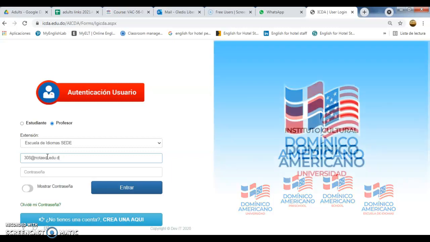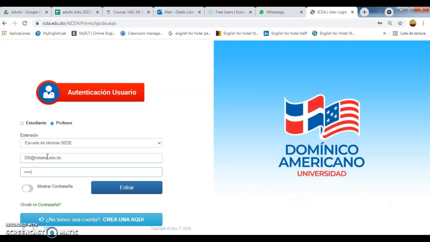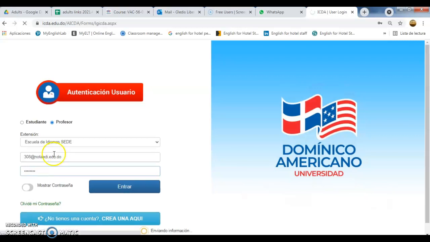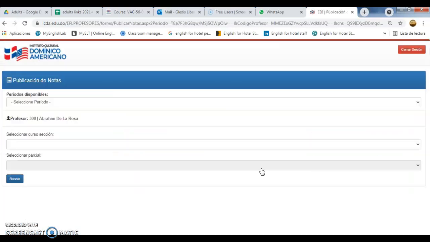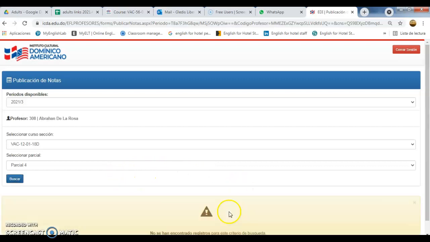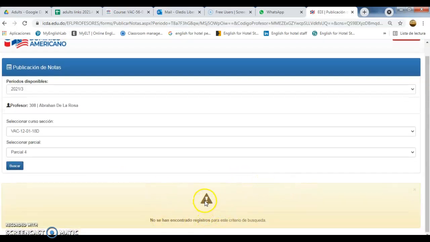and when they select the partial, for example, I log into this, I select my period, my class, and the corresponding partial. And this exclamation mark shows up that says "no se ha encontrado registro para este criterio de búsqueda." It means that the evaluation department has not assigned the exam yet.